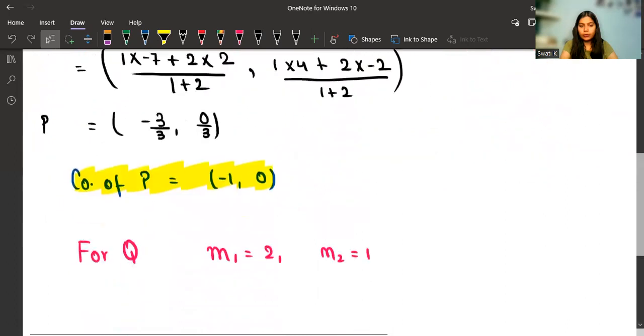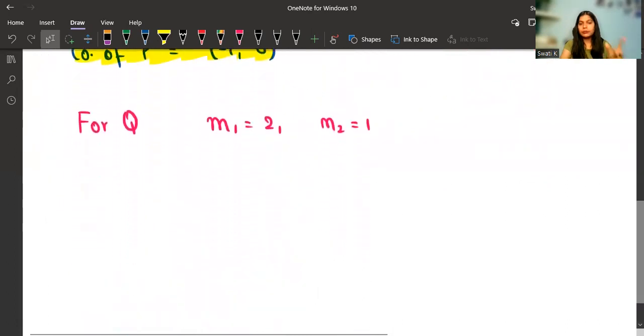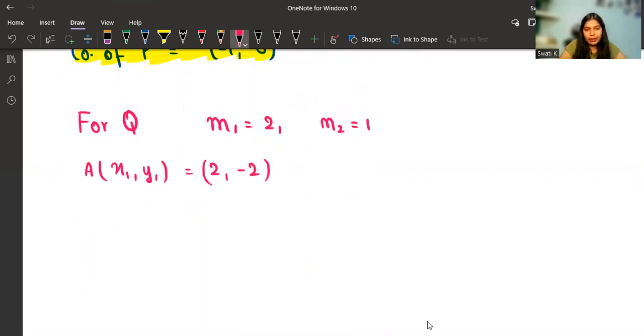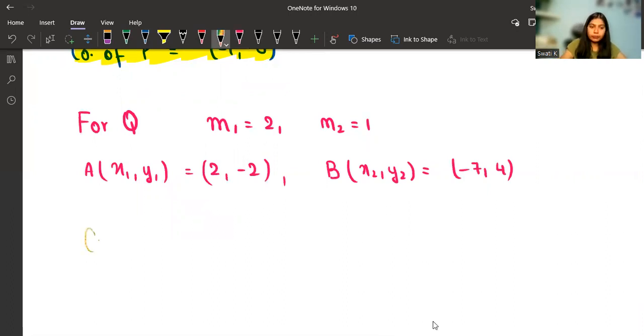So for the coordinate of Q, we have M1, M2, we got it already. X1, Y1 and X2, Y2 are of course the A coordinate and B coordinate. So A, X1, Y1 was, let me write down, it was 2, minus 2. That means X1 is 2 and Y1 is minus 2, of course. And the next one is B, which is X2 comma Y2, and that coordinate was given as minus 7 comma 4. All right. Of course, we are going to use the same formula to find out the coordinate of Q.